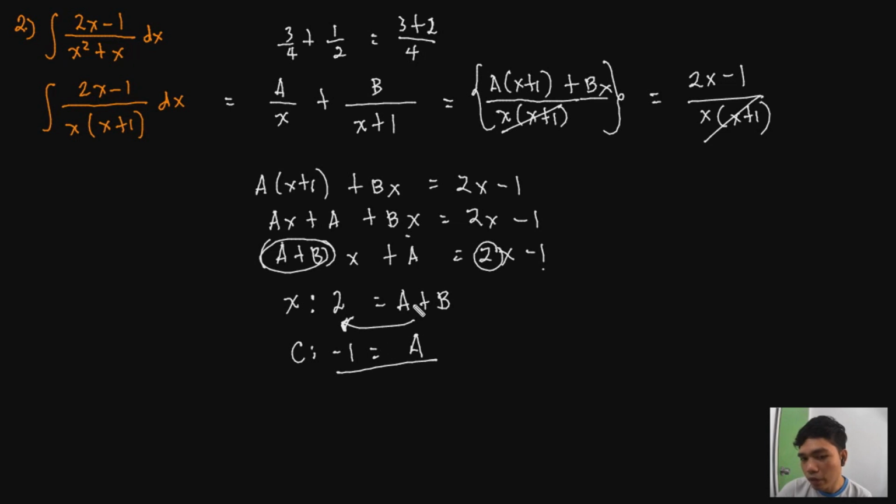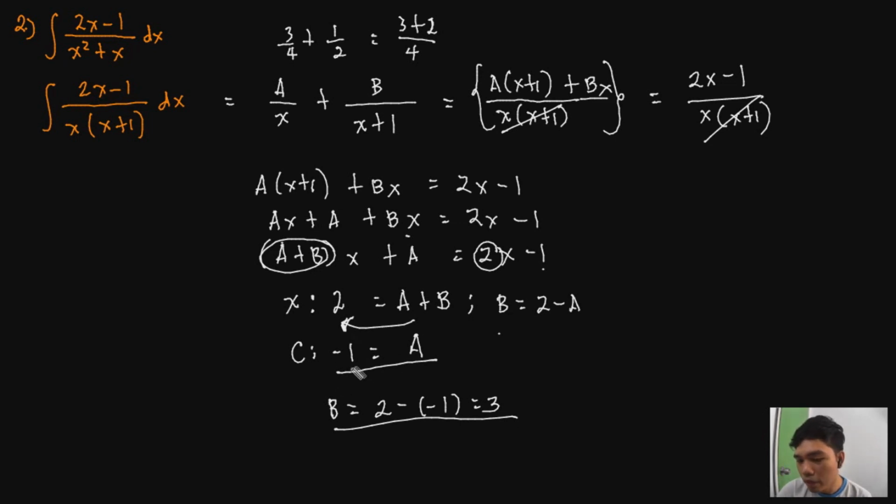Therefore, if a is equal to negative 1, we could say that b is equal to what? So, that is equal to positive 3. Because b is equal to, from this, diba? b is equal to 2 minus a. And since a is negative 1, we could just have something like b is equal to 2 minus negative 1. And this gives us positive 3. So, therefore, b is equal to 3 and then a is equal to negative 1.